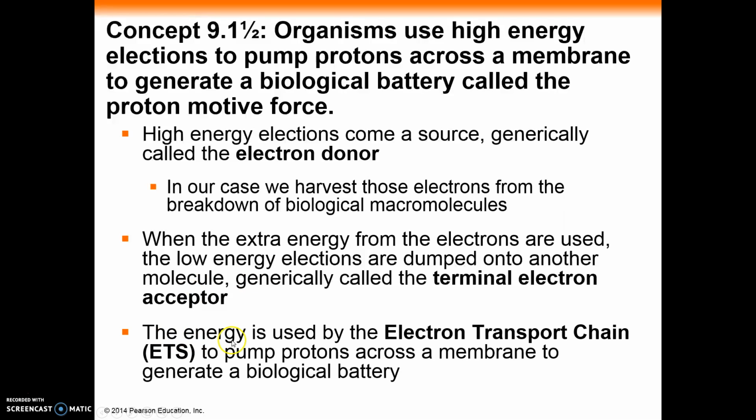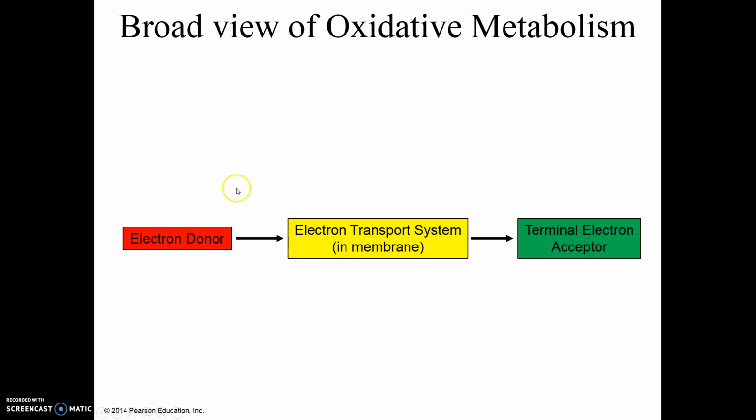Now, the energy is harvested along the way utilizing this thing called the electron transport chain. As we pass the electrons along the parts of this chain, it causes physical movement which pumps protons across a membrane. If you've pumped protons across a membrane, we have both a chemical and electrical gradient generated, and this is in essence a biological battery.